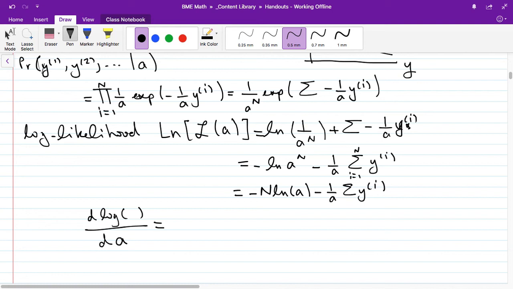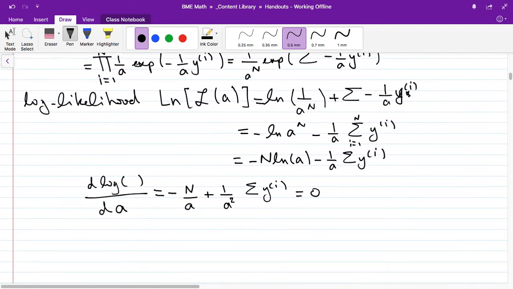So derivative of the first term, derivative of a natural log, is the reciprocal of the argument inside of it. So this is going to be minus n divided by a, plus you're going to have the derivative of this term with respect to a. It's going to be plus 1 over a squared times the sum of y_i. When this derivative is equal to 0, then that's when a is maximizing the log likelihood. So I'm going to set that equal to 0 and solve for a.